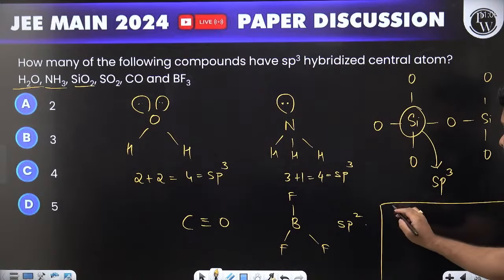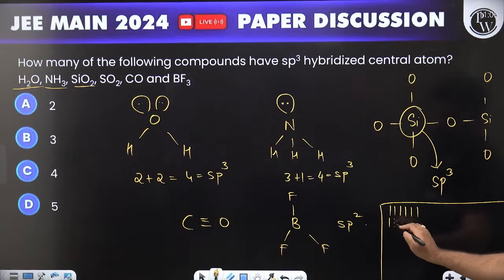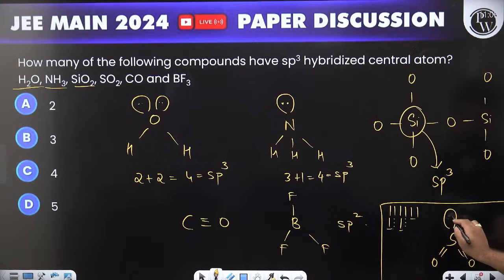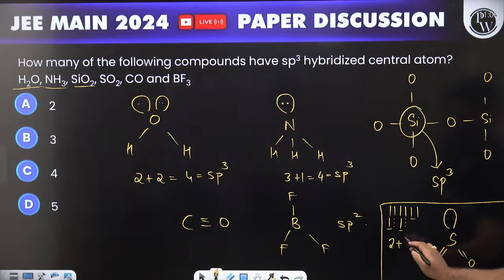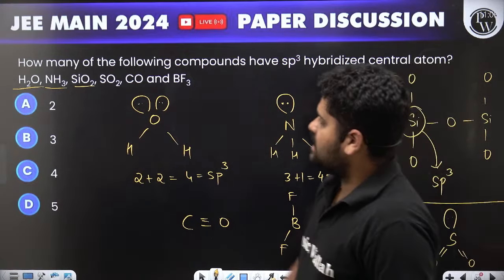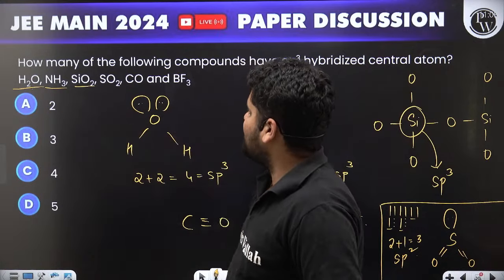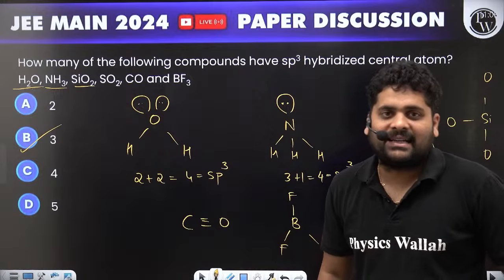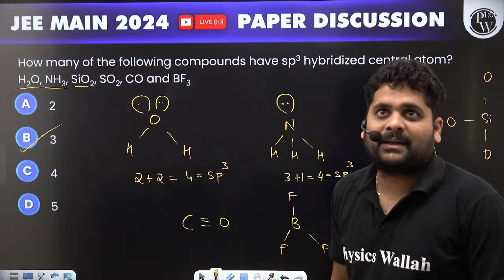So SO2 has 6 outer electrons. Oxygen, 1 sigma, 1 pi. Second oxygen, 1 sigma and 1 pi. So bond pairs are 2. Lone pairs, 1. So S double bond O, double bond O, and there is a lone pair. So the arrangement is 2+1 over here, which is 3. Hybridization is again sp2. So the correct answer for this question is H2O, NH3 and SiO2. That's it. So we have option B as our correct answer. I hope I'm clear with this.